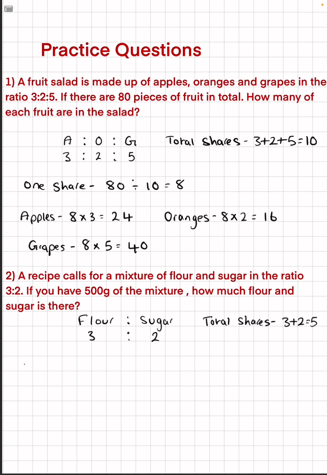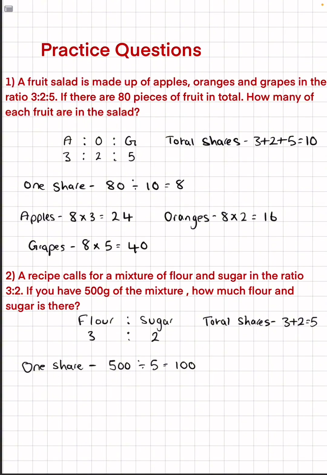Now we need to work out the value of one share. To work out the value of one share, we need to divide the mixture with the total number of shares. So 500 divided by 5, which equals 100. So one share equals 100.